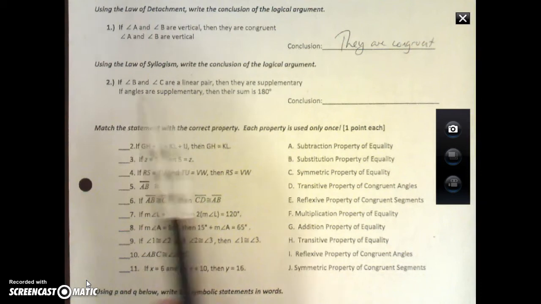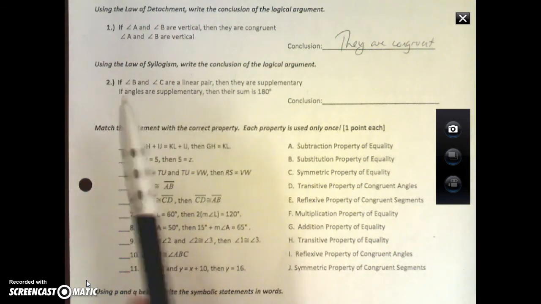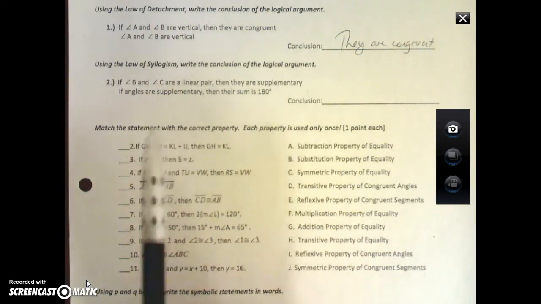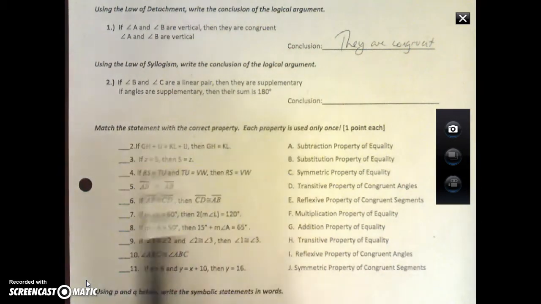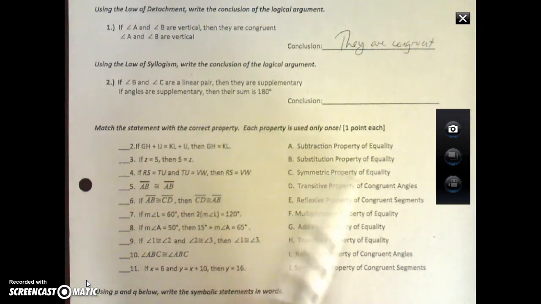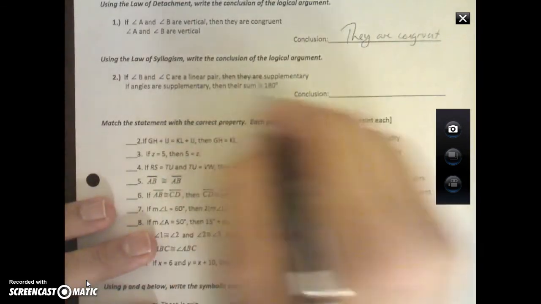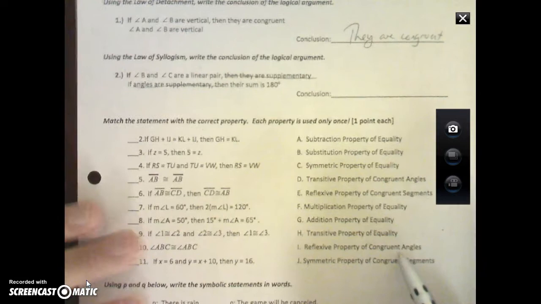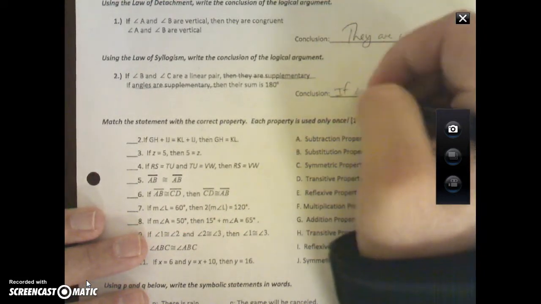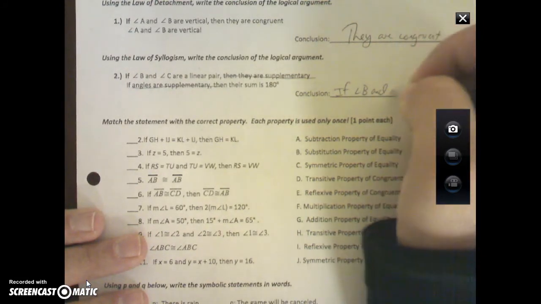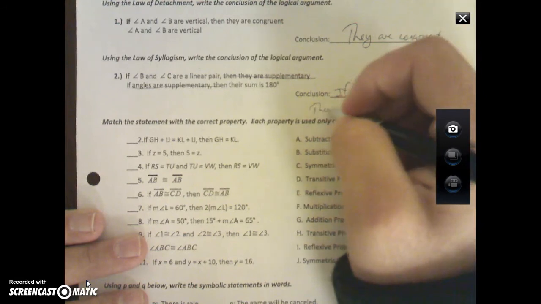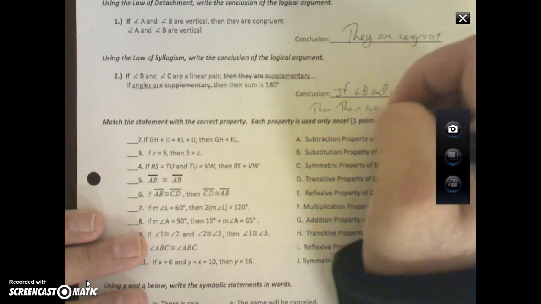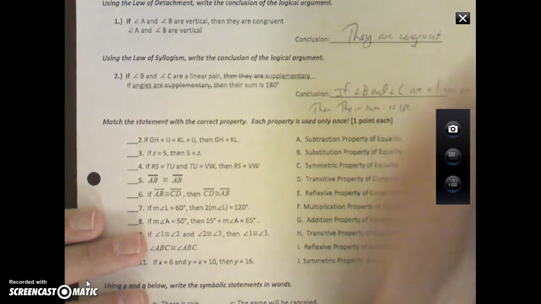Using the law of syllogism, write the conclusion of the logical argument. This is the one that's like if P then Q, if Q then R, if P then R. If angle B and angle C are a linear pair, then they are supplementary. If angles are supplementary, then the sum is 180. You can actually, for syllogism, cross these out, and whatever is left is your answer. If angle B and angle C are a linear pair, then their sum is 180 degrees.